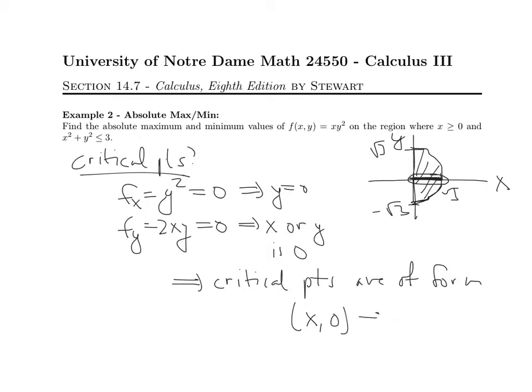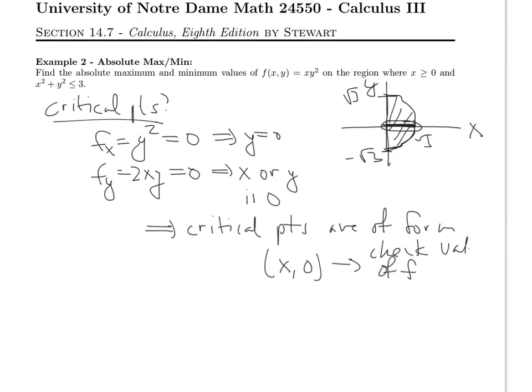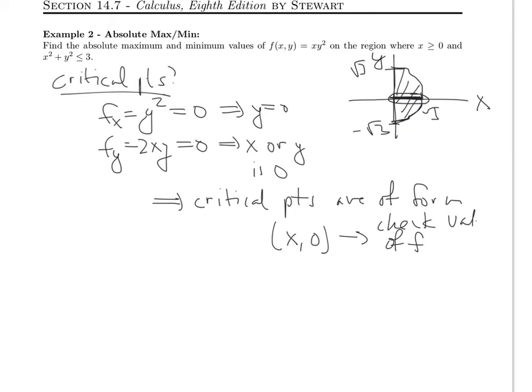And moreover, I can check the value of f at these. So check the value of f, right? This is an absolute maximum problem, so I don't have to worry about the second derivative test. And for the absolute max or min, I compute f of x, 0. And conveniently, I don't actually need to know what x is because this is just x times 0 squared, which is 0. Okay, so I know that for these critical points all along that line, the value of the function is 0. So now I have to deal with the boundary.